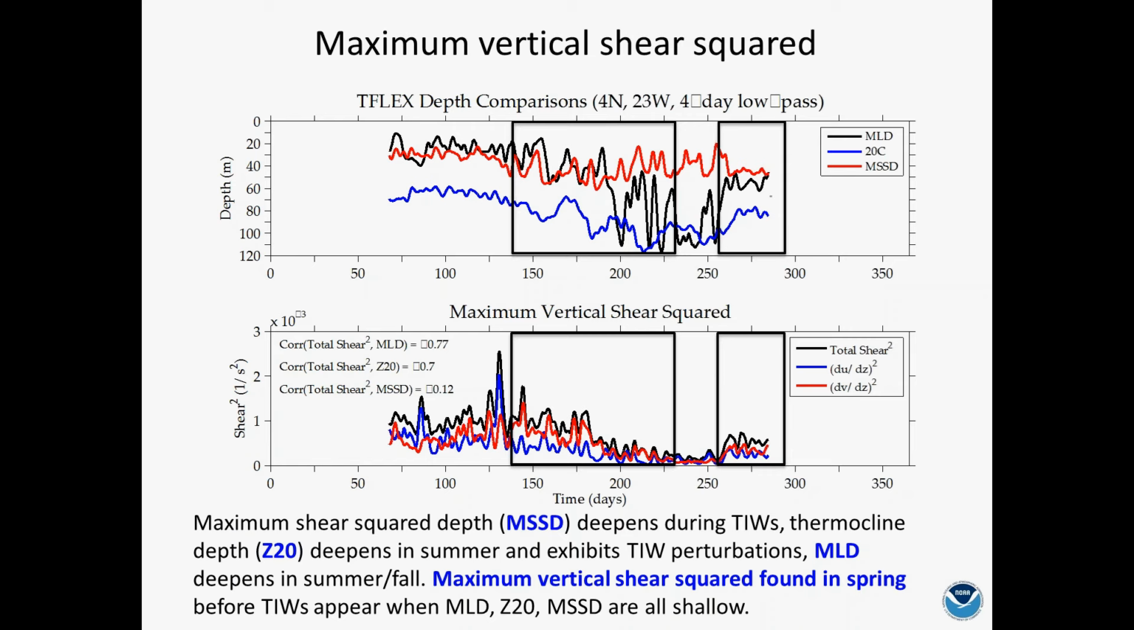And then for fun, I broke it up into the two components. And so I looked at the dv/dz squared term, the north-south component of the shear, and the zonal component of the shear. And again, the surprising thing about this data set is it's the meridional velocity, the red, the north-south velocity that's really dominating the shear. So that's kind of different and new.